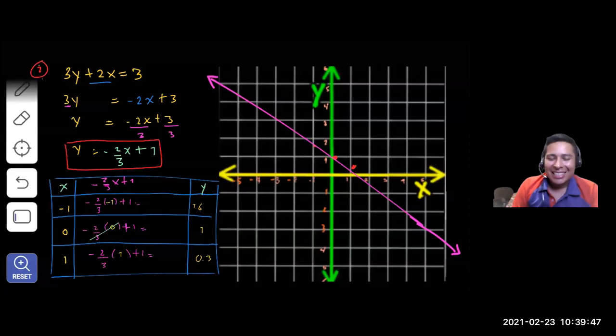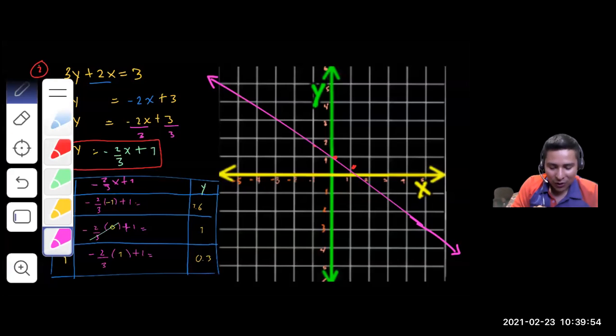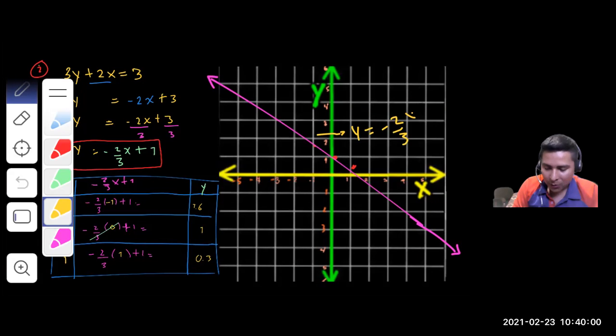Guys, this is the graph. You join the 3 points, and this is the function, which is, let's write it down, y equals negative 2/3 of x plus 1. This is your linear function. Guys, this is how we graph a linear function using a table.